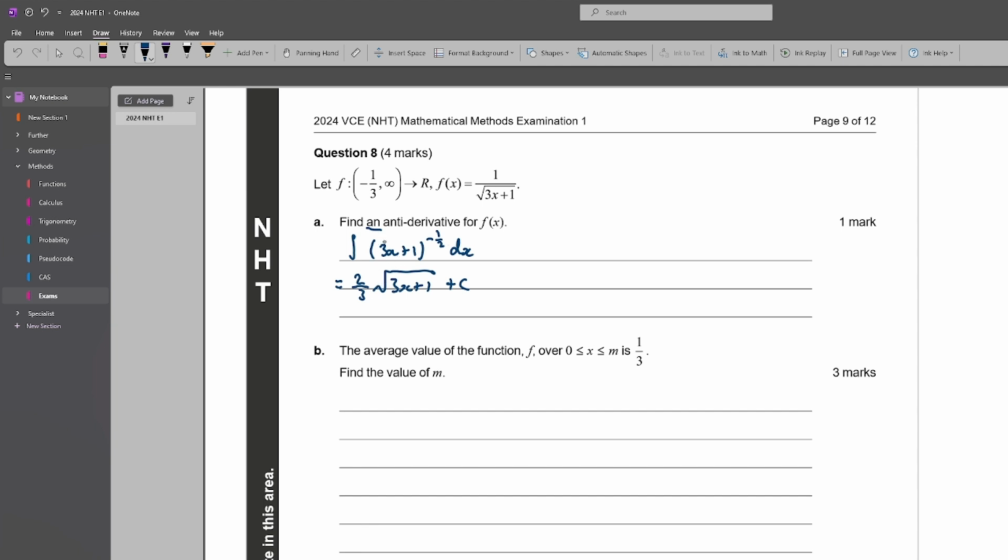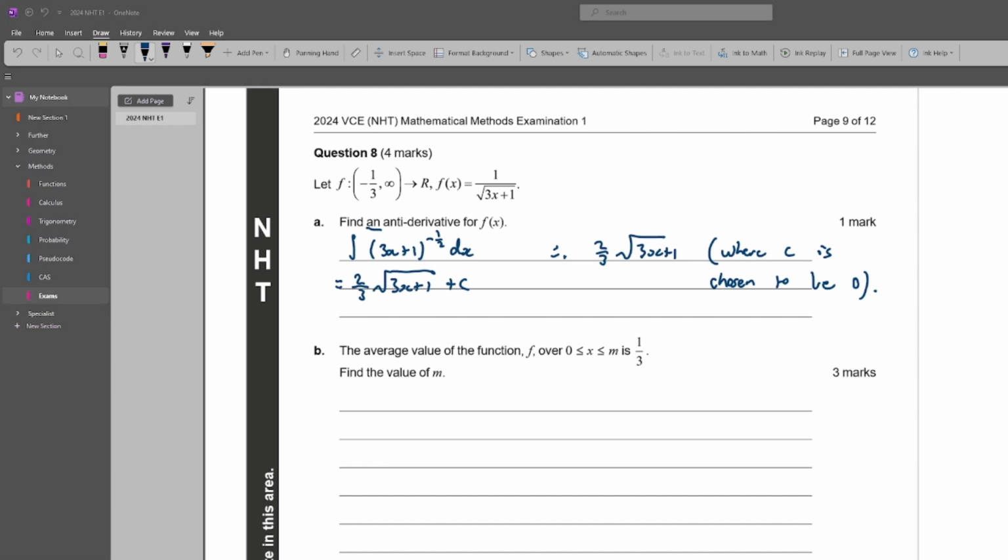We need to divide by the coefficient here, that's the over 3. We need to raise the power by 1, which takes it to 1/2, and then divide by that 1/2 is the same thing as multiplying by 2. And then the new power is 1/2, so that's the same thing as square root. Okay, it looks good. Now it says an antiderivative, so we can say therefore 2 over 3 square root 3x plus 1 is our example of an antiderivative. We could even say where c is chosen to be 0 in our example.